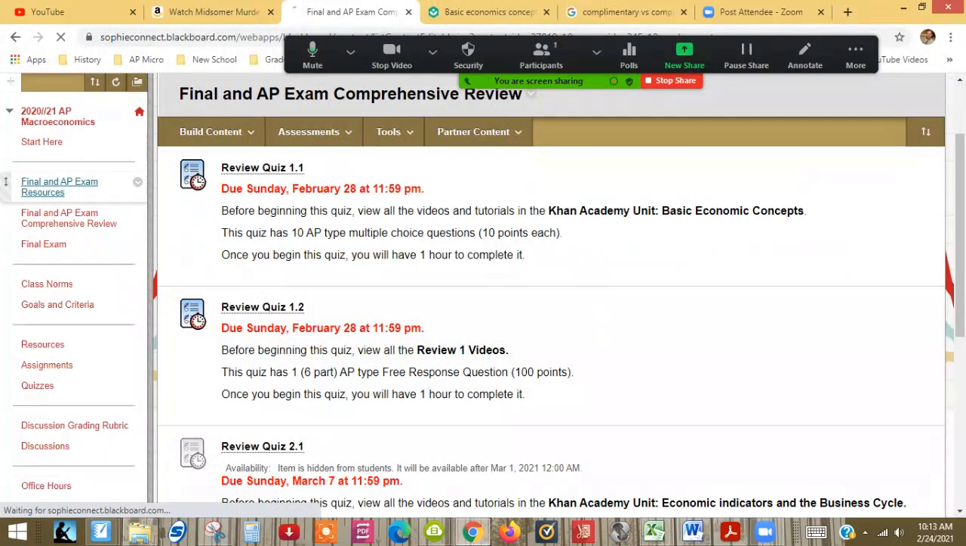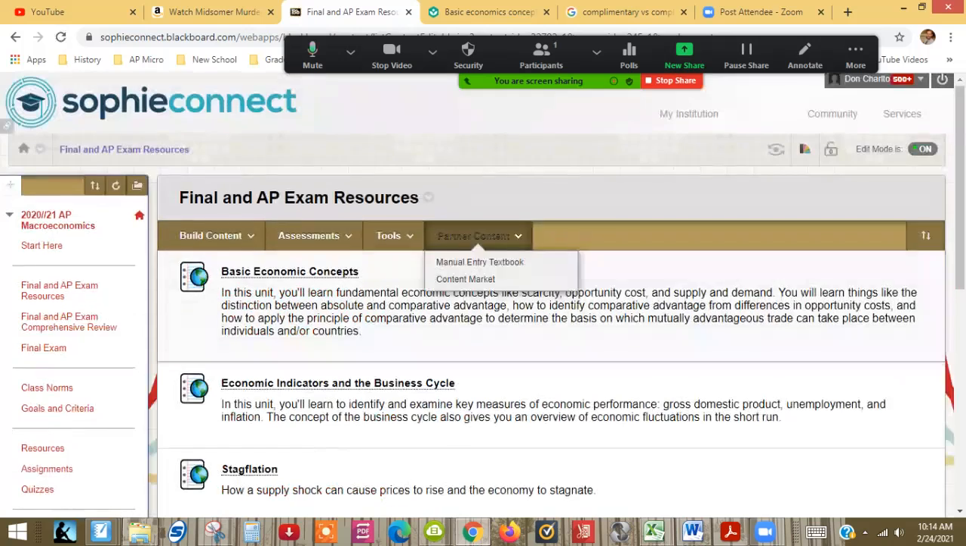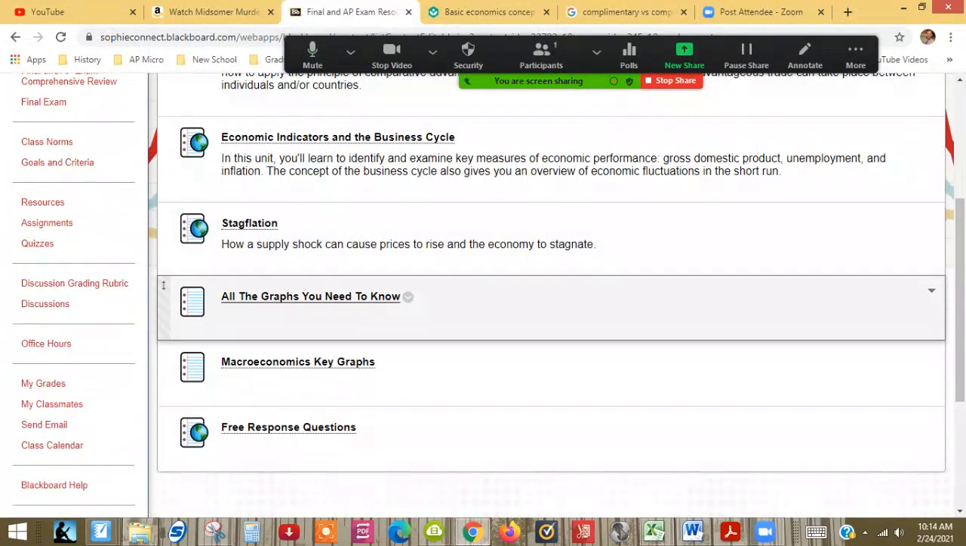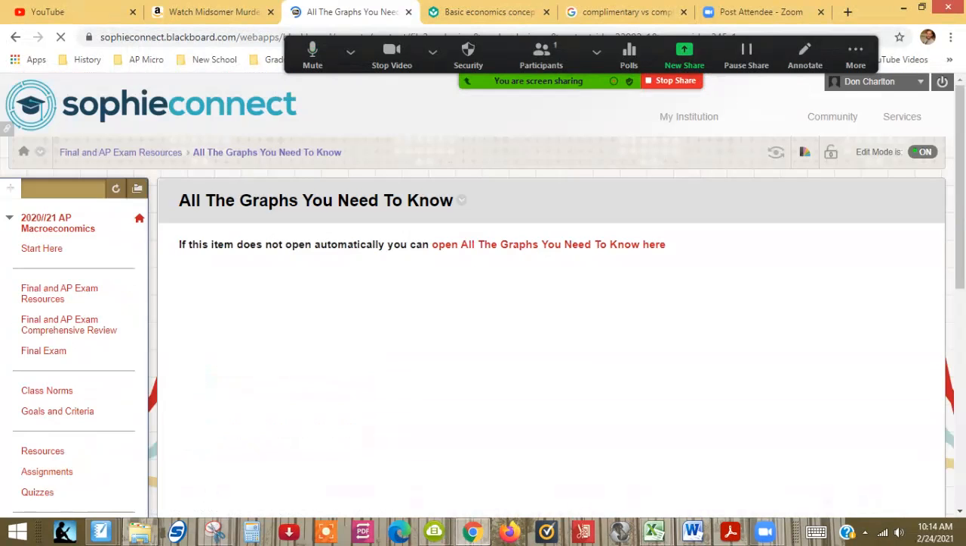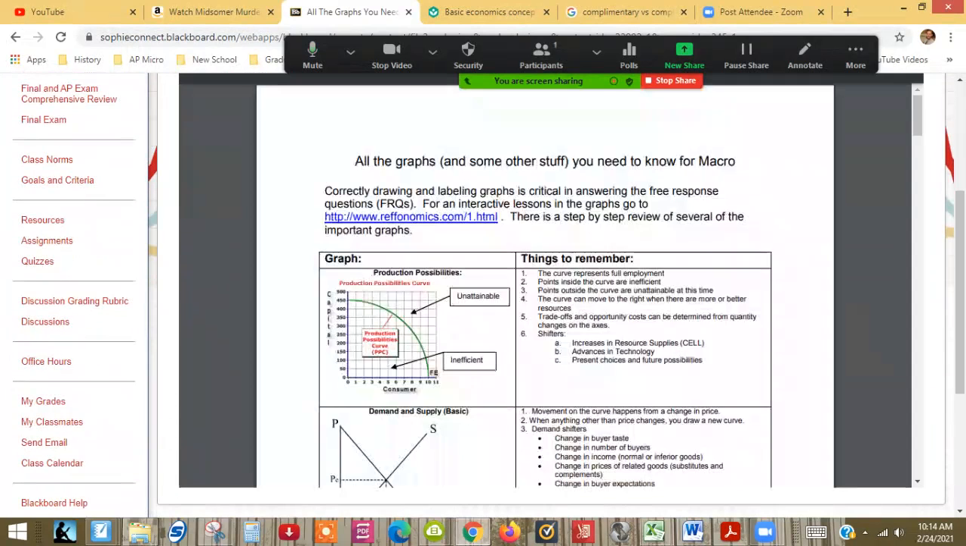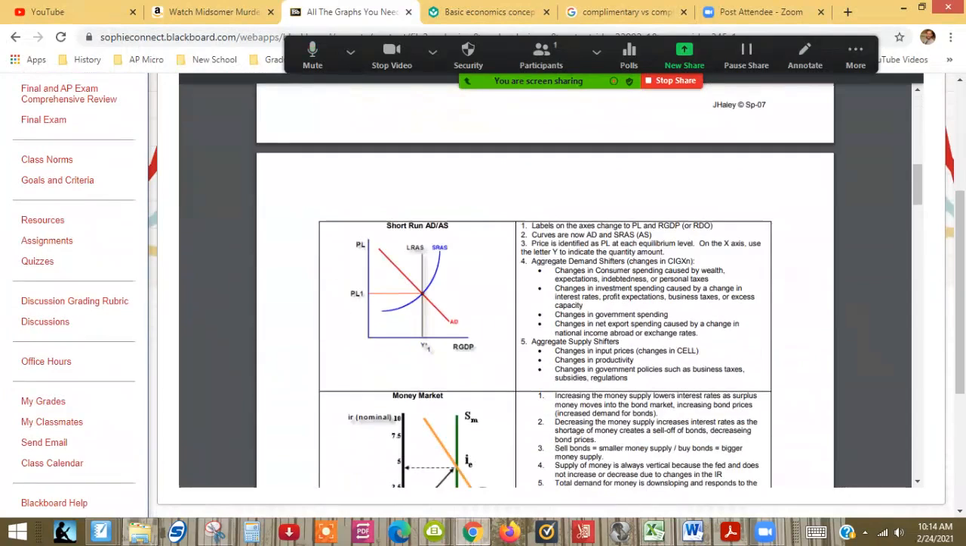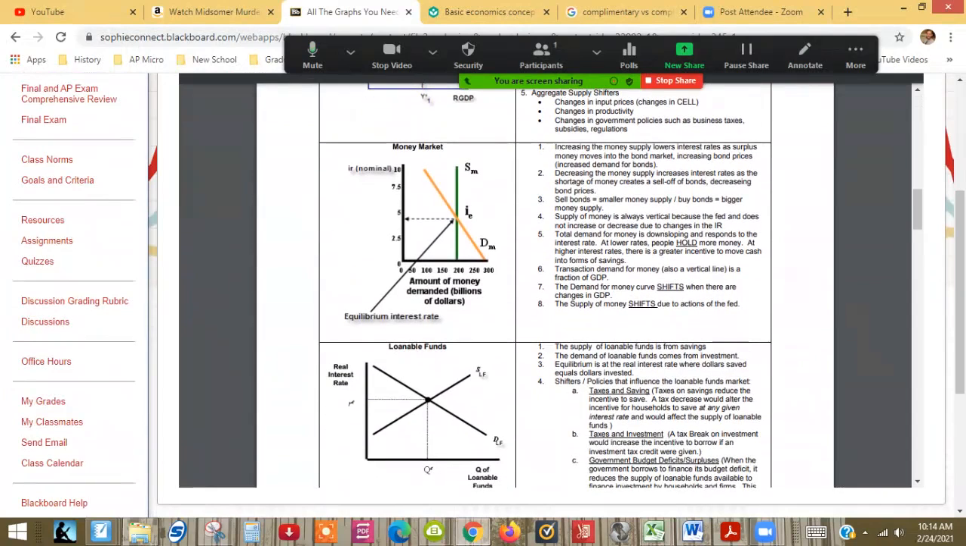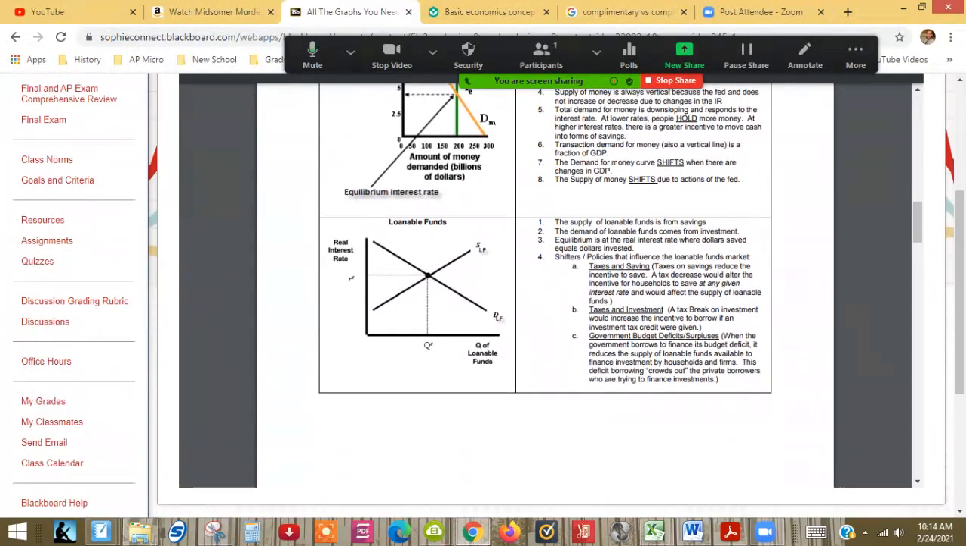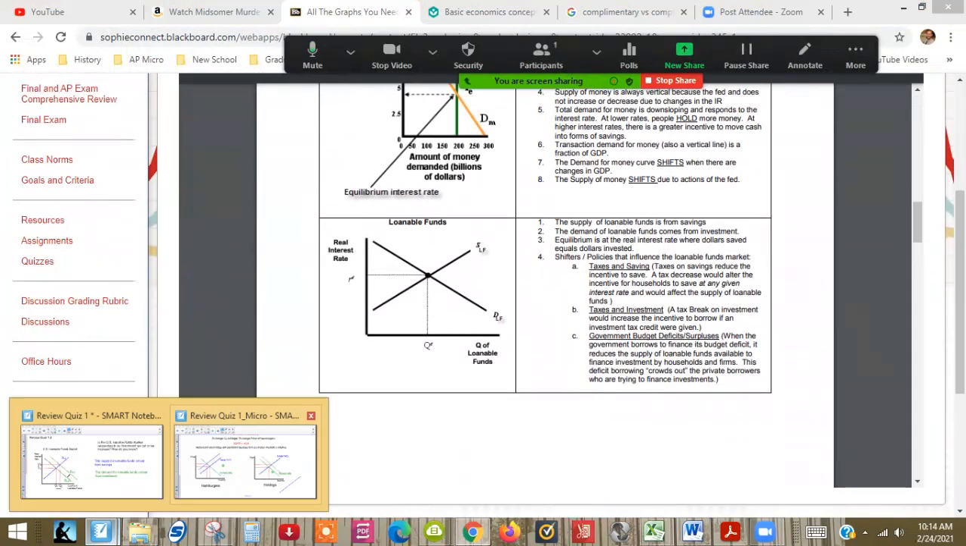Now, I want to remind you again that if you go back to your course and go to your resources, you can look at the document, all the graphs you need to know, and you can open it up, scroll, and read about that graph, what the variables are, what the shifters are, right? And taxes and investment are going to shift demand, because, let me just jump back over here so it's easier to see.